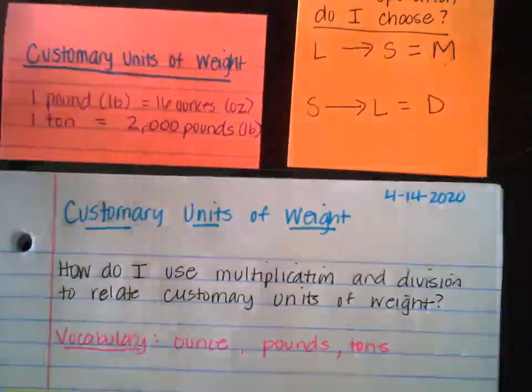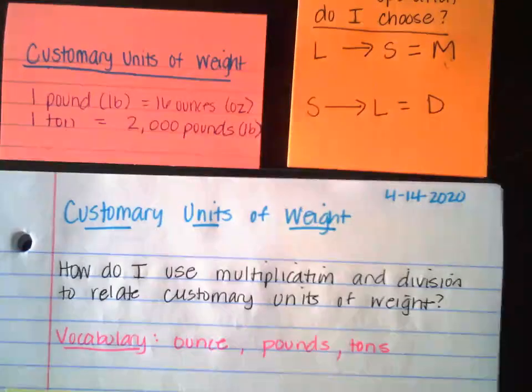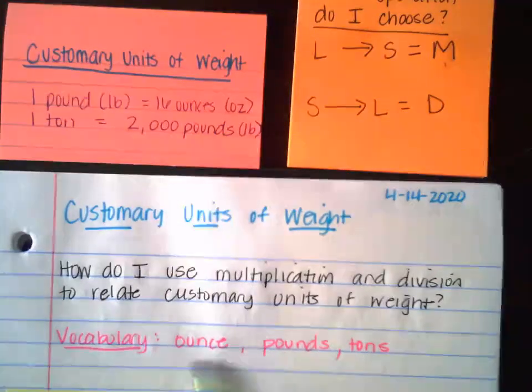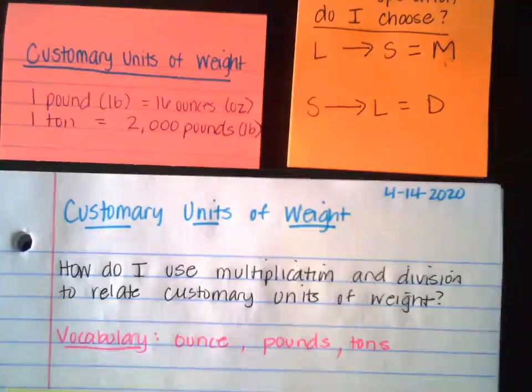Today, we are going to continue what we've been working on this week, converting customary units of measurement. Yesterday, our focus was on length. And today, our focus is going to be on the customary units of weight. Again, customary units of measurement are units of measurement we use in the United States. We use ounces, pounds, and tons to measure how much things weigh.